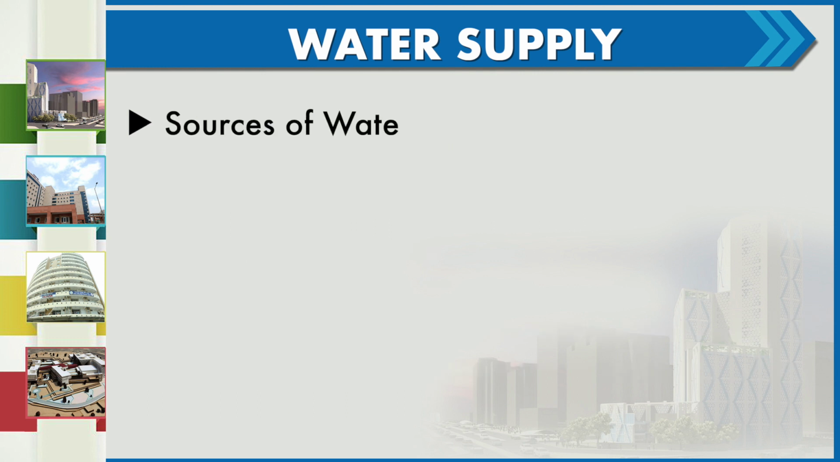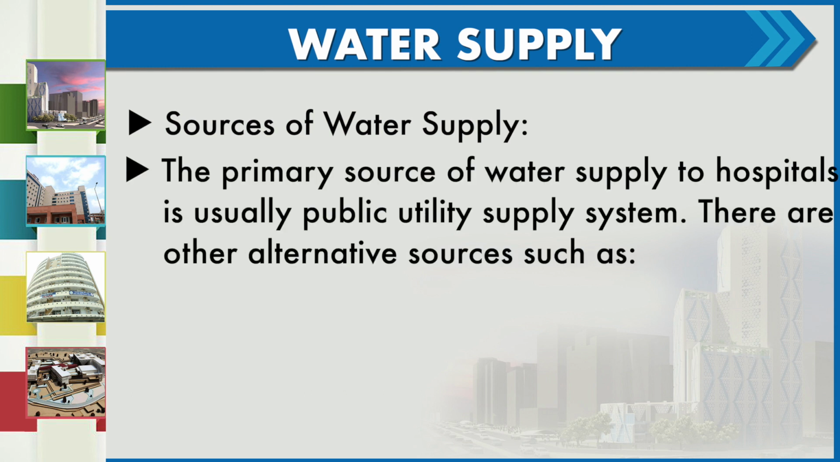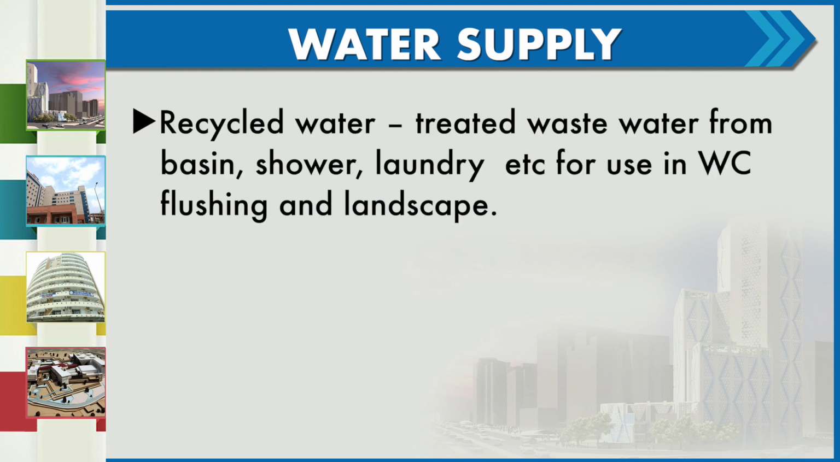Now, what are the sources of water supply? The primary source of water supply in hospitals is usually public utility supply system. There are other alternative sources such as bore wells, tanker supply, recycled water which will be taken from treated waste water from basin, shower, laundry, etc. and that will be used in WC flushing and landscape areas.